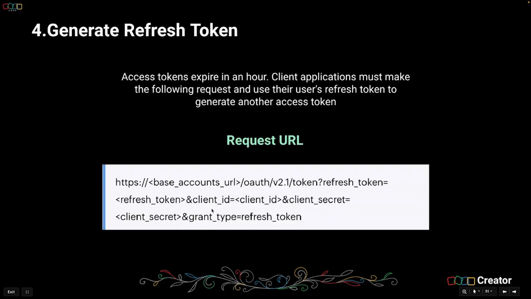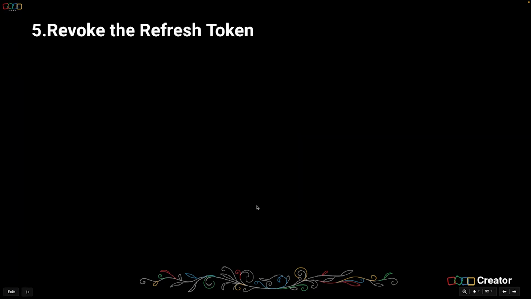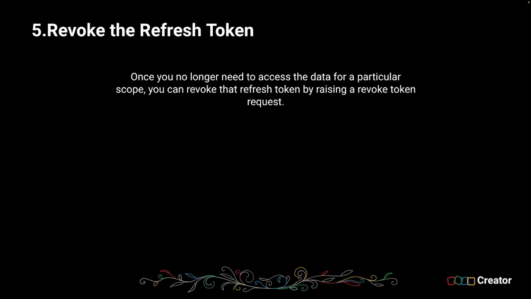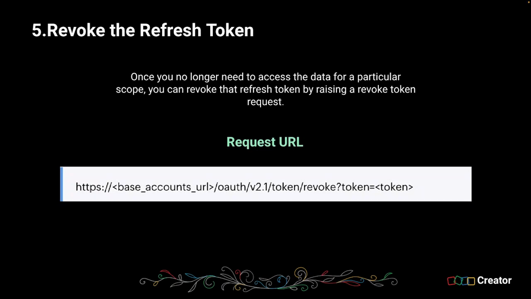To do that, we can make use of the below request URL, wherein the base account URL, and then you mention the refresh token, which you would have got in the previous step, client ID and client secret, and also the grant type as refresh token. By making this request, you will generate another access token, which will be valid for another hour. Once you no longer require the data of the particular scope, you can revoke the refresh token by raising a revoke token request using this URL.